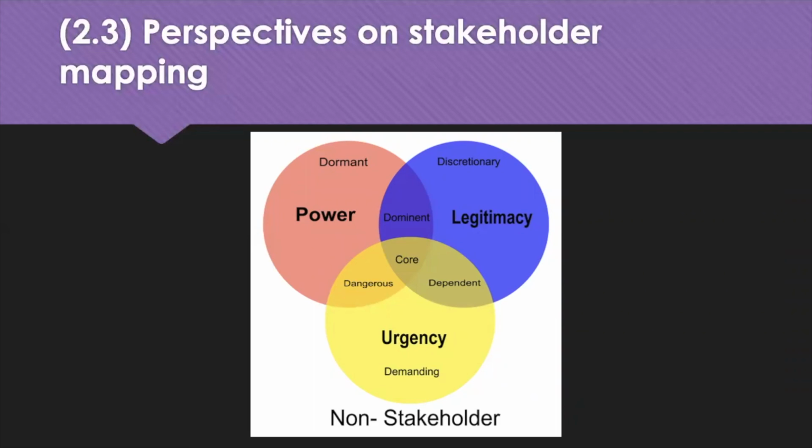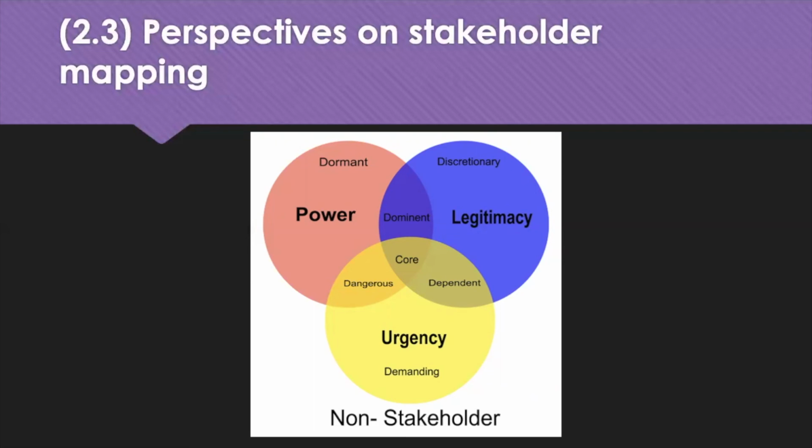So you'll have kind of dormant stakeholders. They have power but no legitimate or urgent claims. You'll have latent or discretionary stakeholders that have latent claims but no power to influence them, and it's not urgent. Demanding, they have urgent claims but they have no power or legitimacy. The dominant ones have power and legitimacy, so they have a strong influence in the project.